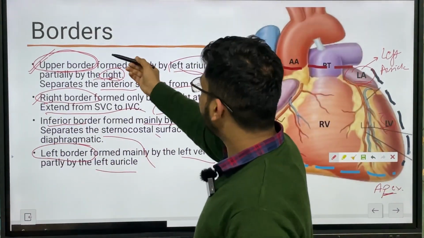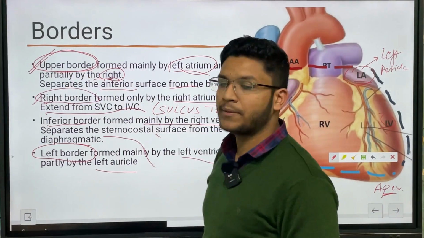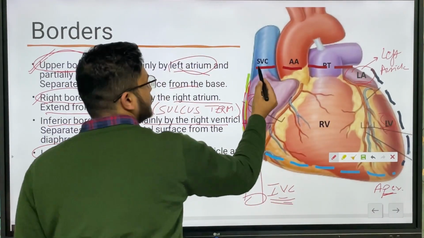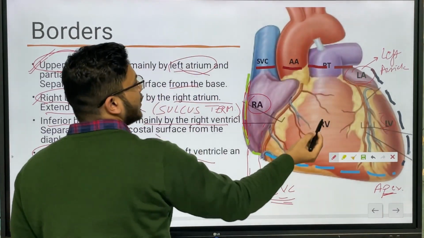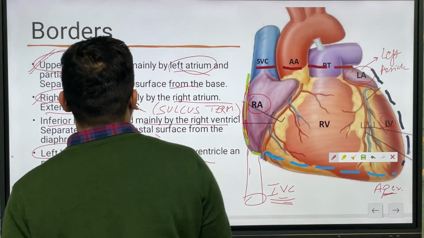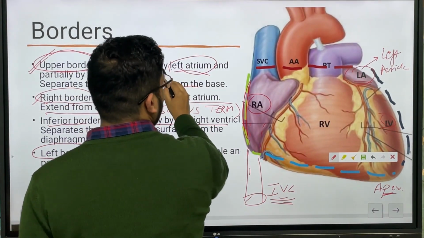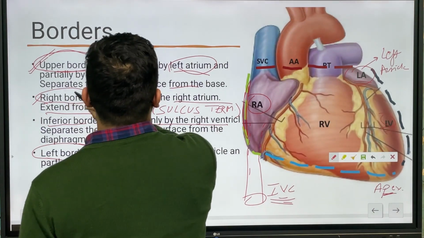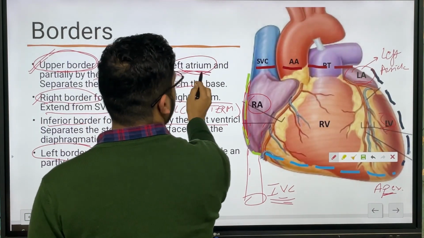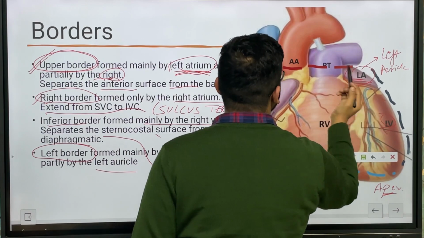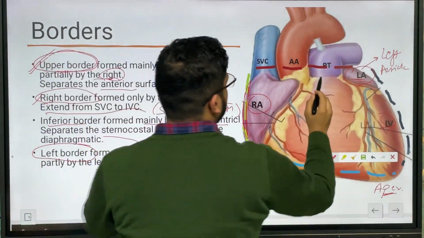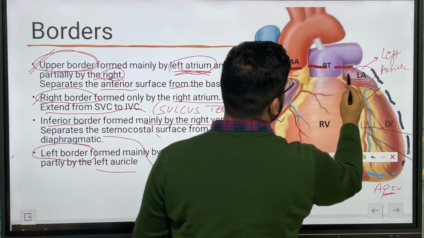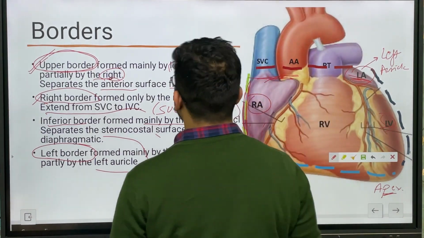So let's quickly recap all these borders. Upper border is this, you can see it is formed mainly by the right ventricle and the right auricle. Left atrium and right atrium.